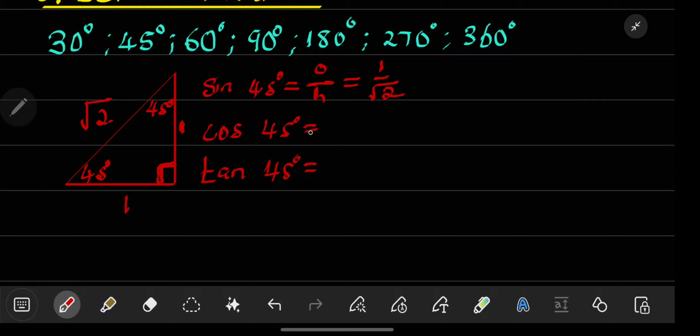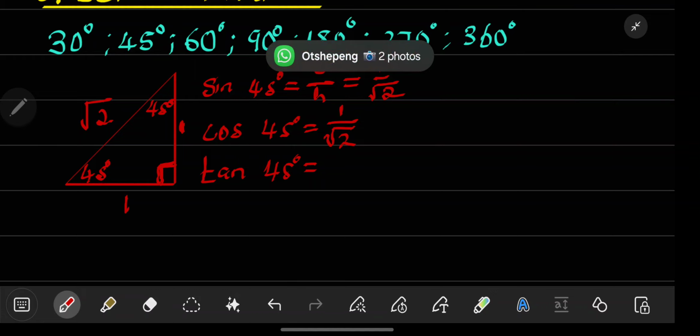Same thing applies to cosine, right? Cosine is defined as adjacent over hypotenuse. So if you are sitting here, what is your adjacent? Adjacent is the side which is 1, over hypotenuse, which is root 2. By now, you should be able to notice that sine 45 and cosine 45 have the same answer. What is the reason for that?